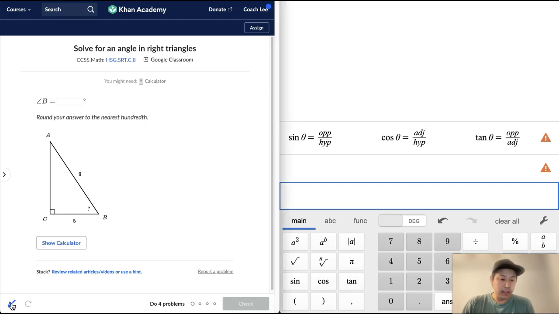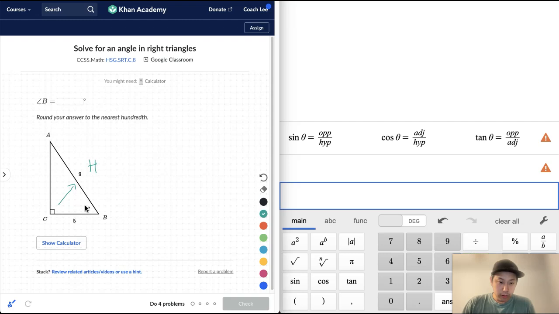I like to start with the hypotenuse always. The right angle should always be identified, and then you go across the other side. Let me use a different color here. Go across the other side, you get the hypotenuse. Now I go to my reference angle, I go across the other side, that's the opposite side. And then the remaining side is the adjacent.